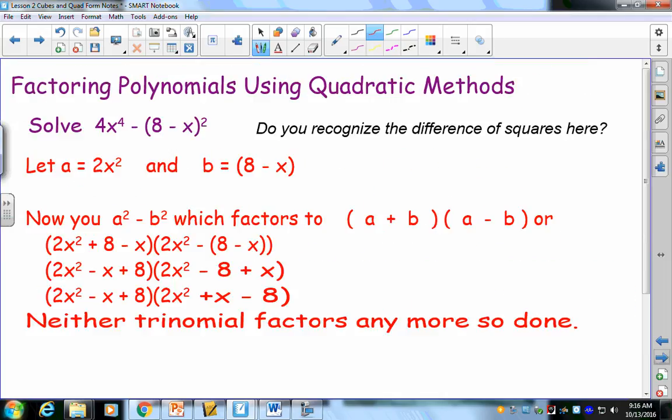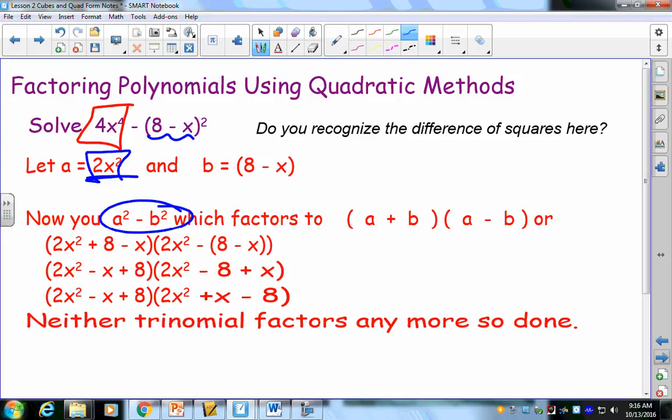All right, so look at this one. This looks kind of ugly. But notice, guys, it's a difference of perfect squares. What is the square root of 4x to the fourth? It's 2x squared. The square root of 8 minus x squared is 8 minus x. So this is a difference of perfect squares. I can either rewrite it substituting things in, or I can just realize I'm going to take the square root of each using my difference of squares pattern.